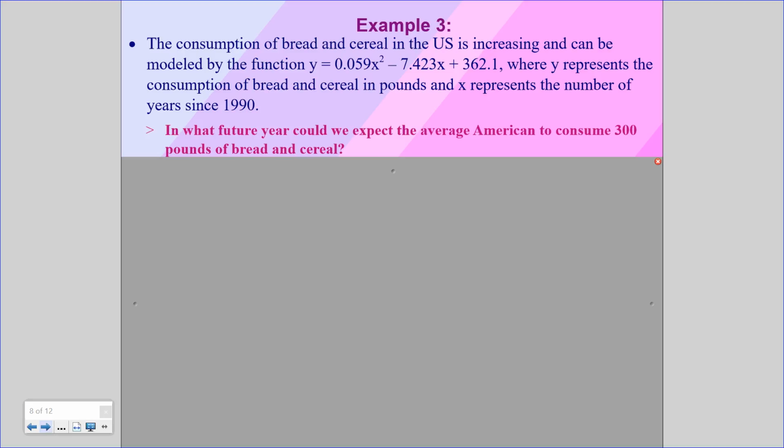All right, here's our next example. So the consumption of bread and cereal in the United States is increasing and can be modeled by the function y equals 0.059x squared minus 7.423x plus 362.1, where y represents the consumption of bread and cereal in pounds, and x represents the number of years since 1990. Since 1990 is going to be important here. But x really represents time, and y represents the consumption of bread and cereal in pounds.